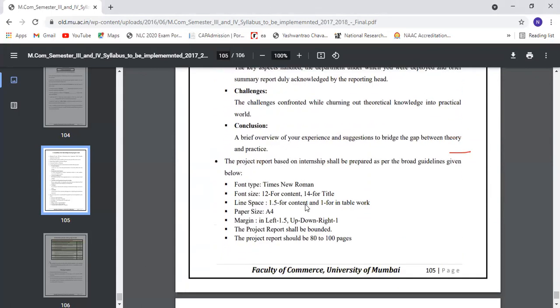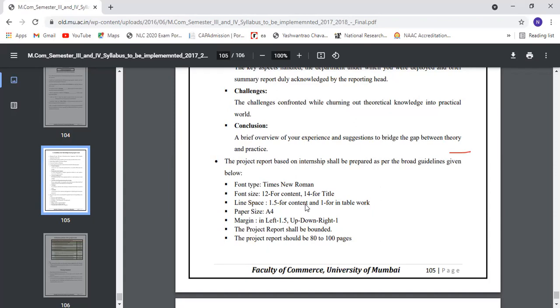Challenges you have to mention, and conclusion you have to mention, students. On the basis of whatever the findings are, the challenges for you and how you coped with the challenges, you have to mention here. Okay, the challenges is one of the very important parts. Conclusion is the last view: a brief review of your experience and suggestions to bridge the gap between theory and practices.